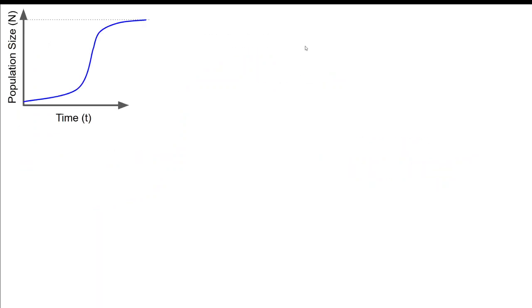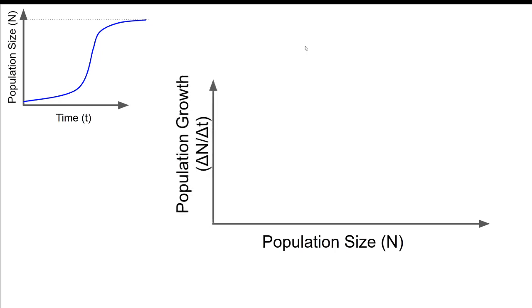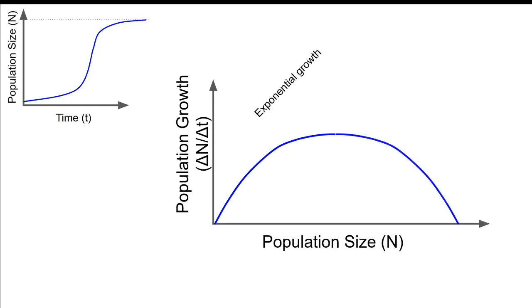All right, so I'm going to move our original graph, the one that you should be familiar with at the beginning of this video, and reorient that. So we're going to put the population size, the n, on the x-axis. And on the y-axis, we're going to look at how much that population is changing in a given time step. So here's our exponential part of the growth. Here's where that levels off and we develop the logistic growth pattern.